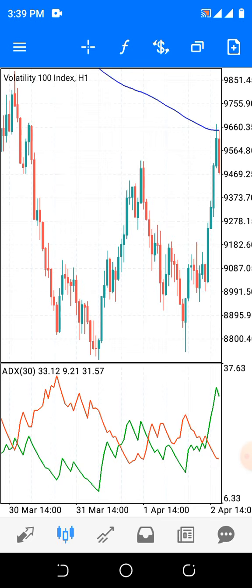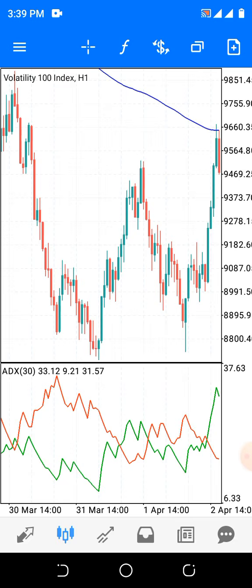Step number 1, identify the direction of the market. Is the market bullish? Is it bearish? Is it in a ranging state? These are the three things you need to first of all identify before you start even trading. Do you understand? Now, how do you identify when market is in ranging?